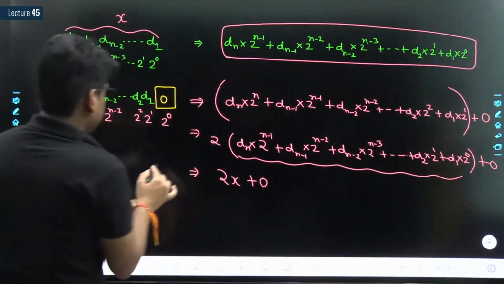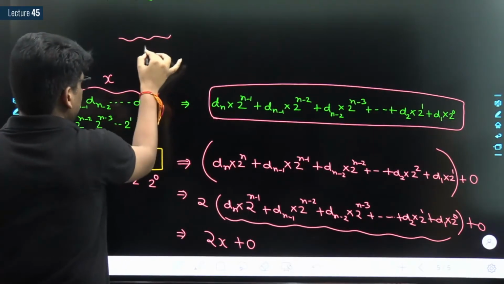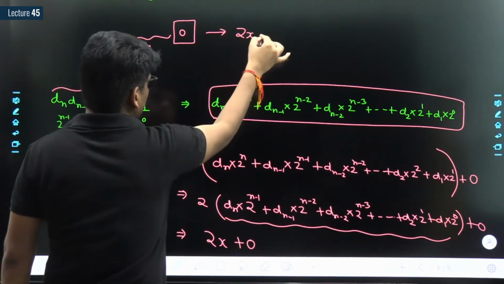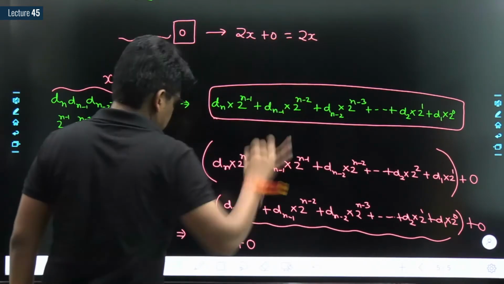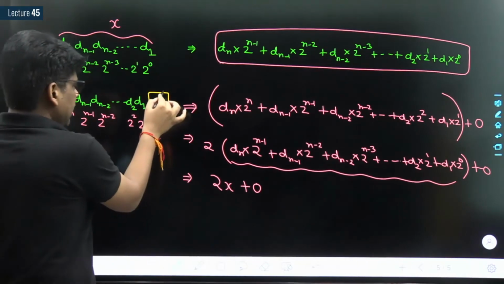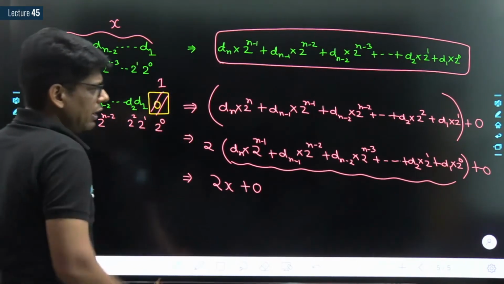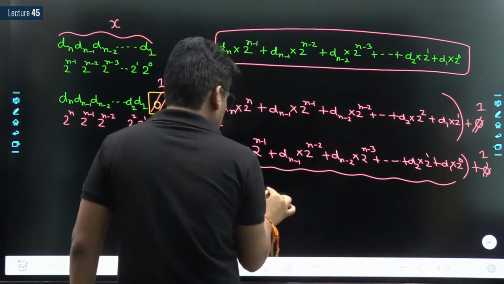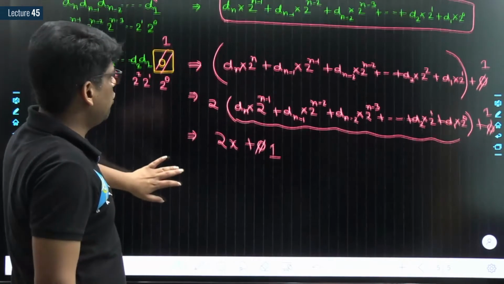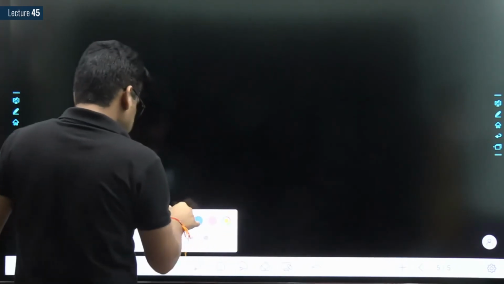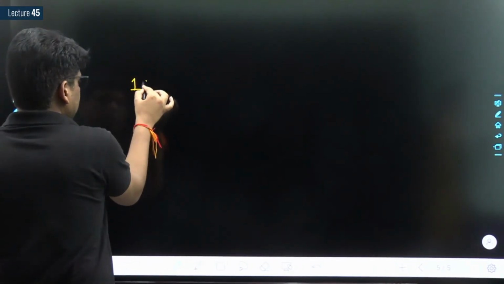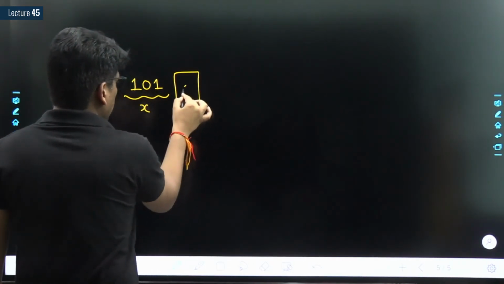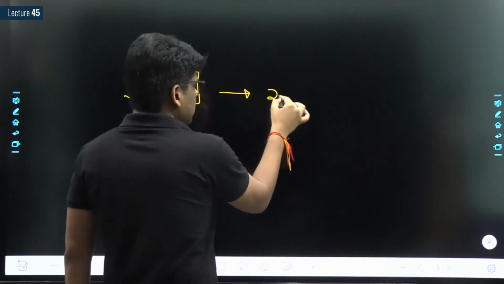So, what is the concept? If I have any binary number whose value is x and if I append a 0, the new value becomes 2x plus 0, which is nothing but 2x. What if we have appended 1 over here? The only change that comes is that the 1 is added, and the answer will be 2x plus 1. Now we get the concept. If we have a binary number whose value is x and if we append a 0, the new value is 2x plus 0.